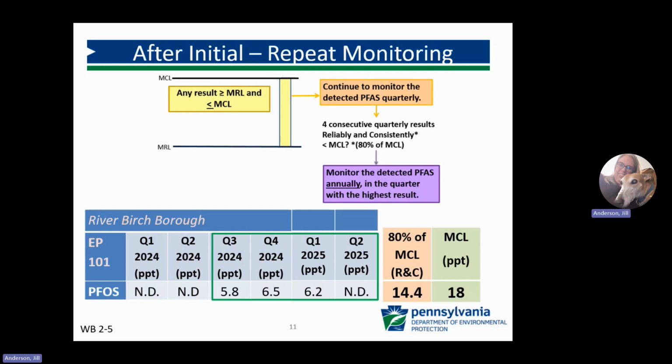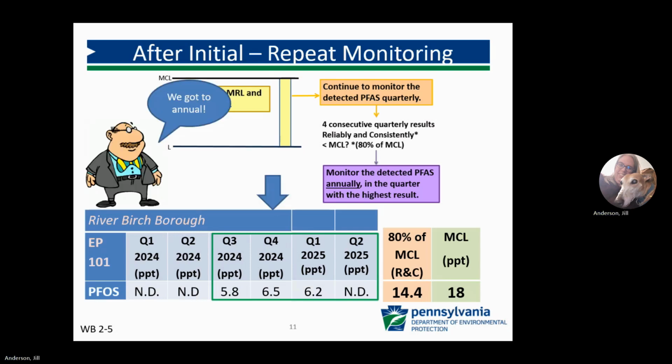So here are their results for the next 2 quarters. And now, since they have 4 consecutive quarters that are all individually, reliably, and consistently less than the MCL after they initially had a detection, they can now reduce to annual monitoring. And remember, annual monitoring due to a previous detection should be done in the calendar quarter that previously had the largest ever concentration. So in this case, that would be in the 4th calendar quarter.